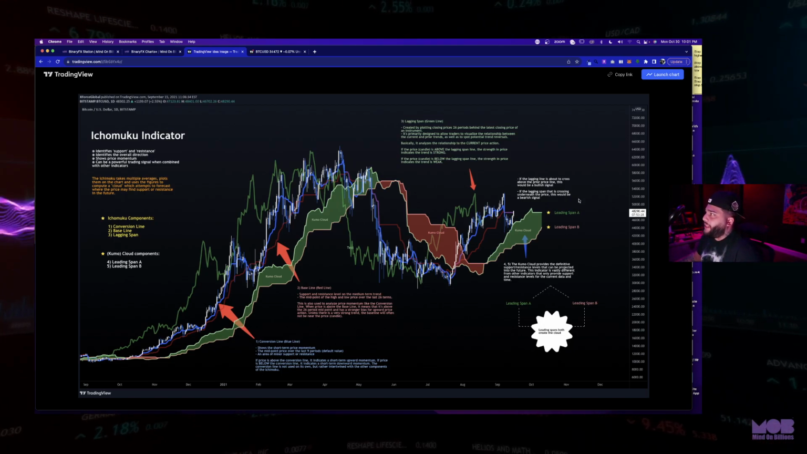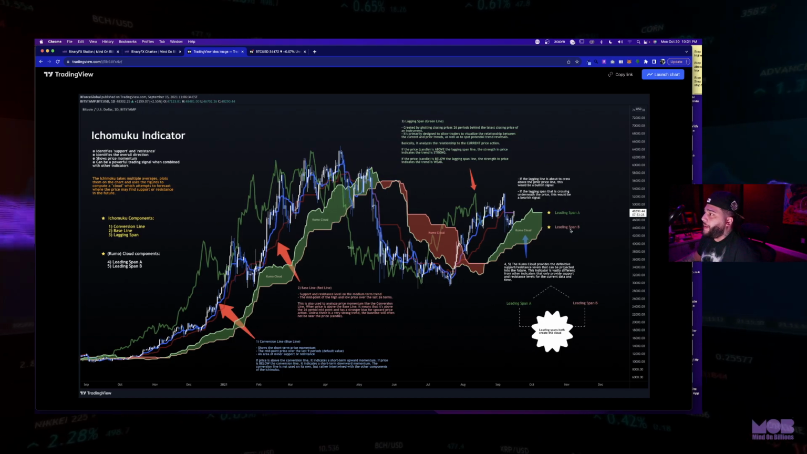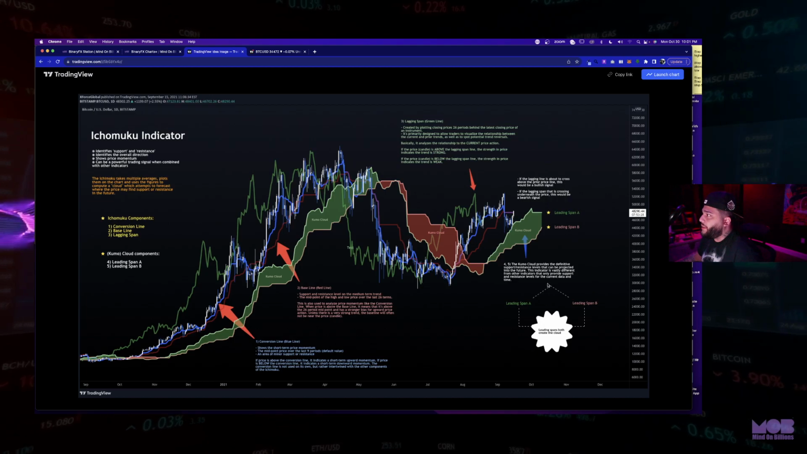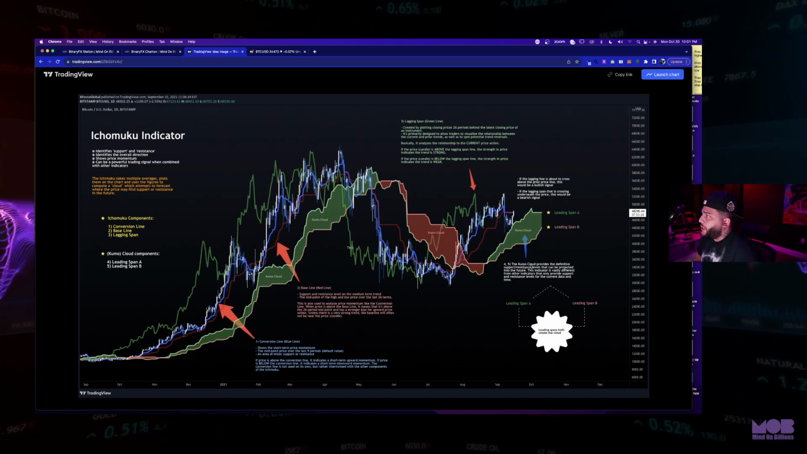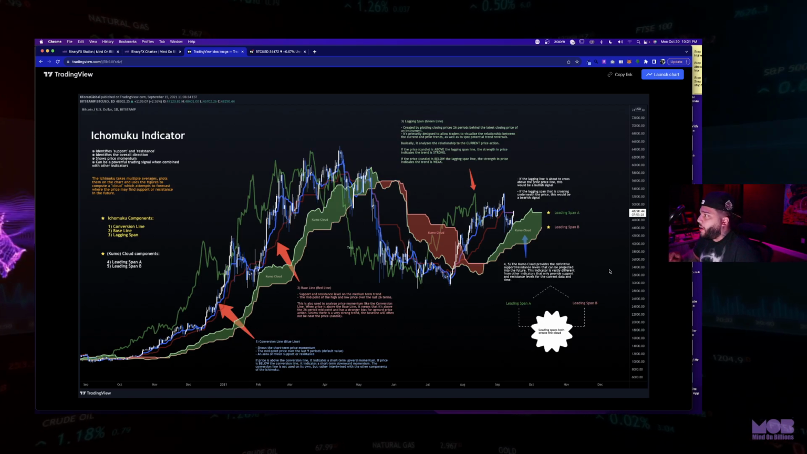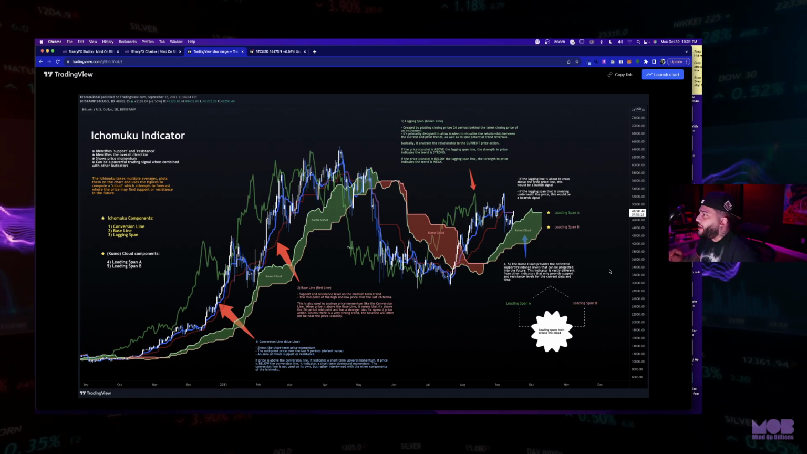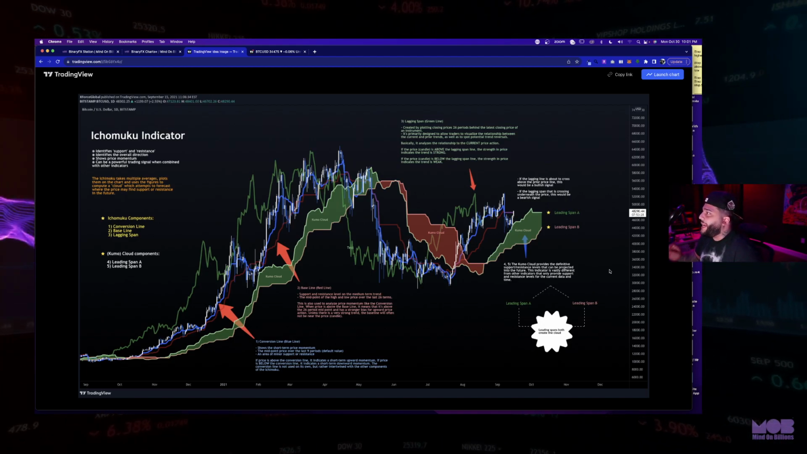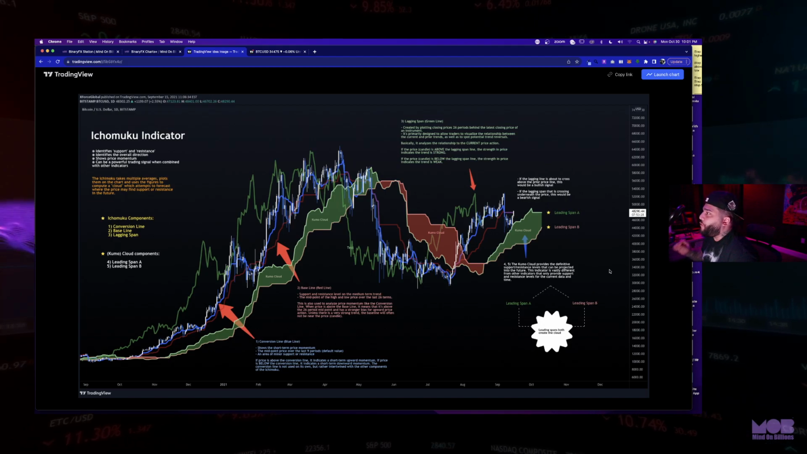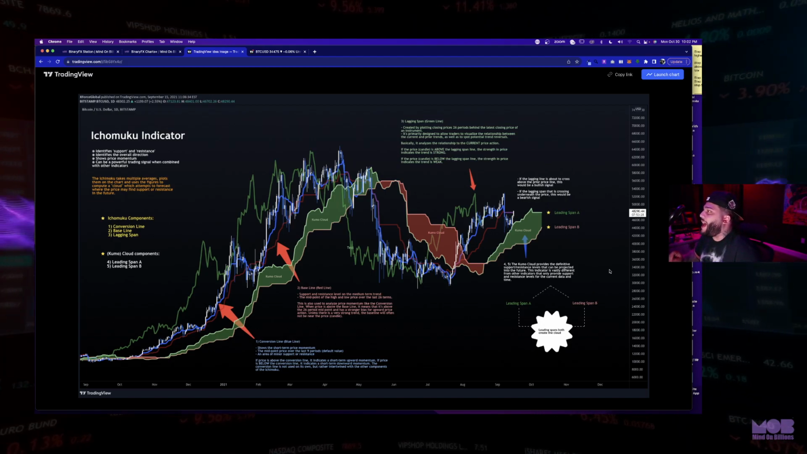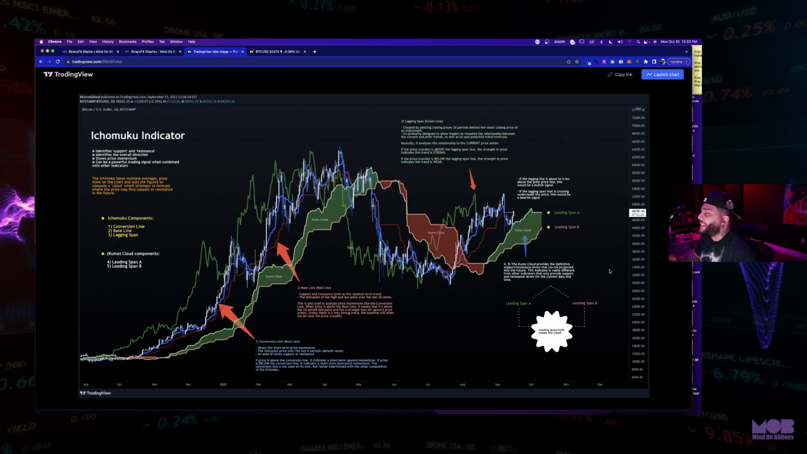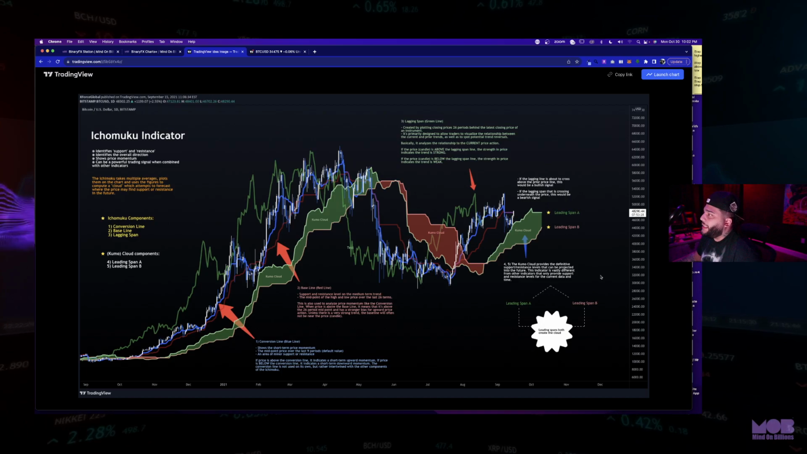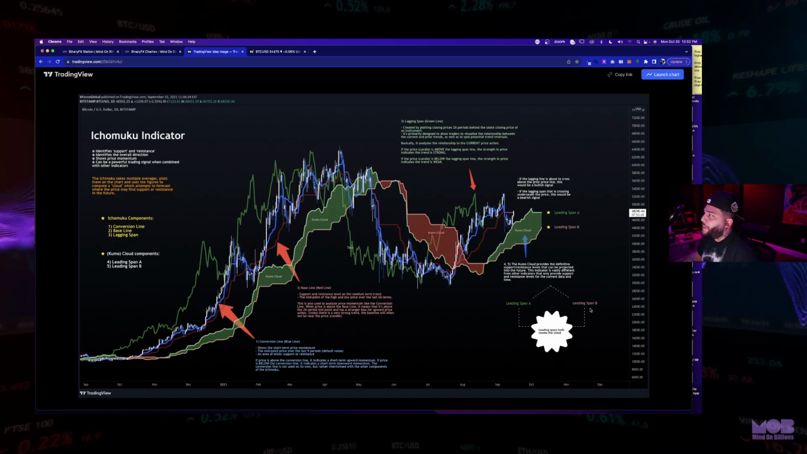Now we have leading span A and leading span B. Remember, this is 4 and 5 right here. We're going to cover this together. The Kumo cloud provides the definitive support resistance levels that can be projected into the future. The indicator is vastly different from the other indicators that only provide support and resistance levels for the current data and time.